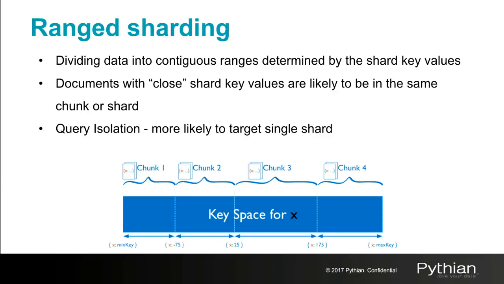So the first option for sharding is range-based sharding. That's dividing our data into continuous ranges that are determined by the shard key values. So what that means is if we have numbers from 0 to 100, the data will be distributed from the min key up to the max key, and probably the documents that have closer values like 25 and 26 will reside on the same shard.